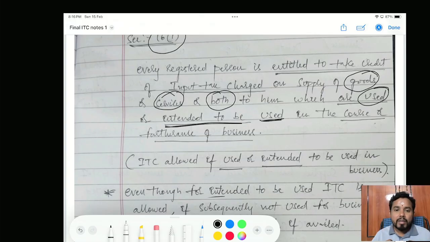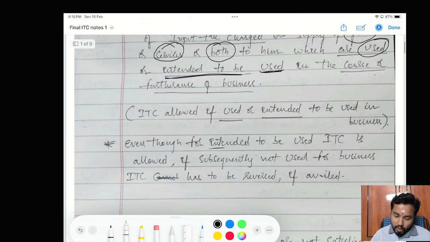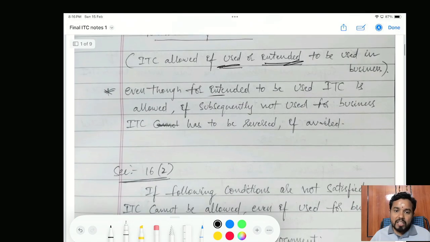Let us assume I am a registered person. I have obtained some goods or services or both with an intention to use in the course or furtherance of business, then I can avail ITC. So here what I have said: ITC is allowed if used or intended to be used in the business. Even for intended to be used, ITC is allowed. If subsequently not used for business, ITC has to be reversed.